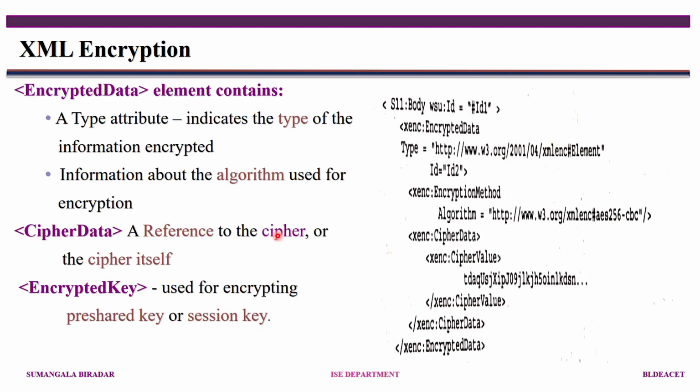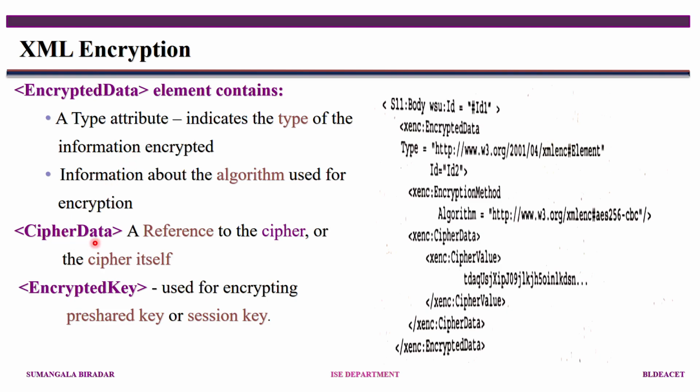XML encryption. The XML encryption element contains three encrypted data. In the encrypted data, the first one is type. Type is which type of the information that the web service contains. Next is the encryption method, which specifies which type of encryption algorithm is used to encrypt that particular information. Encrypted data tells the type of the data and the encryption method.